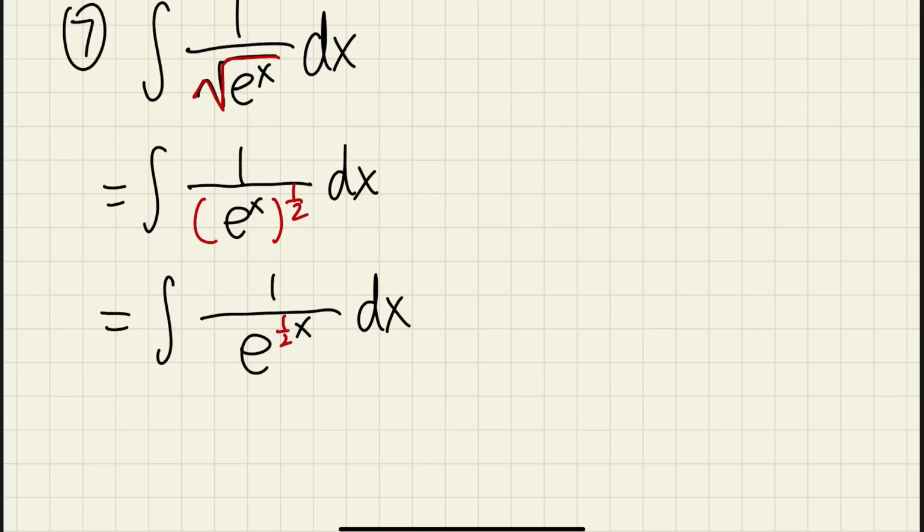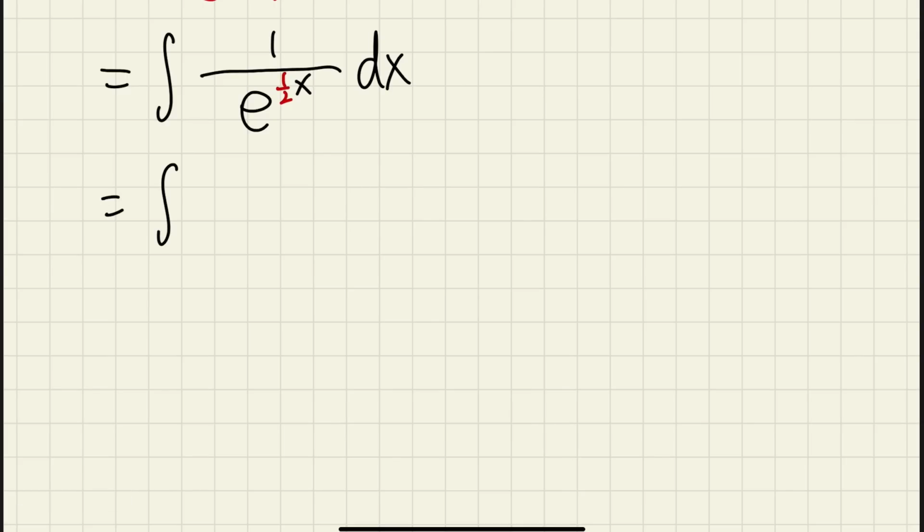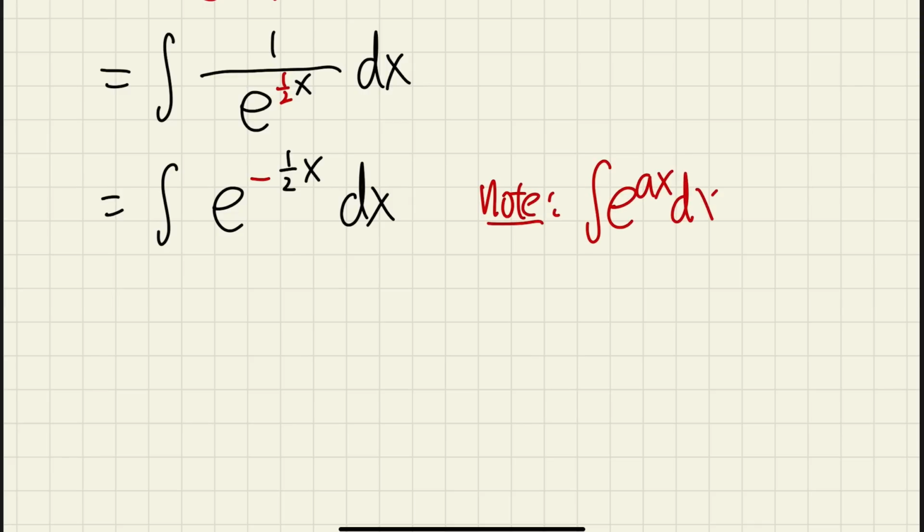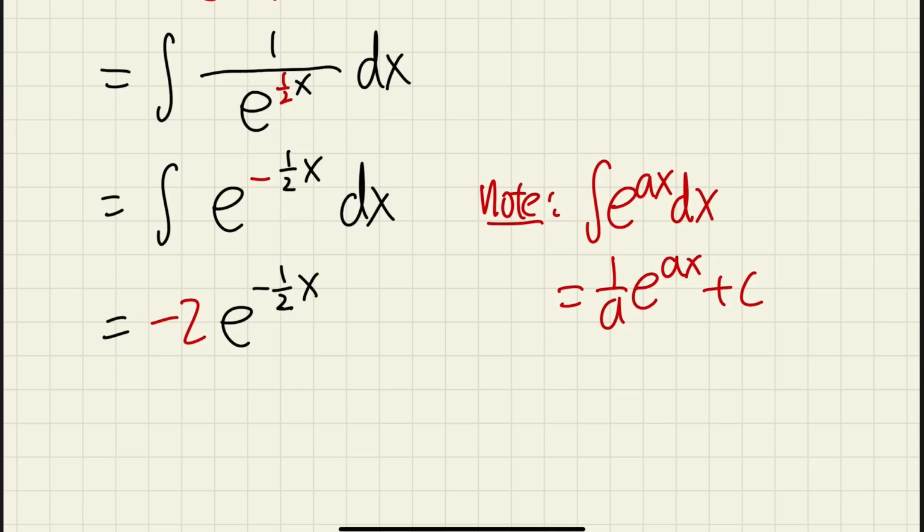Now, we can bring that up, right? And we will just have the integral of e to the negative 1/2 times x. Well, isn't this one of the nice ones that we know? Yes, right? Note that if we have the integral of e to the ax, this right here is just 1/a e to the ax. Here, the a is -1/2. So dividing by -1/2 is the same as multiplying by -2. And then the function part, this right here, stays the same.